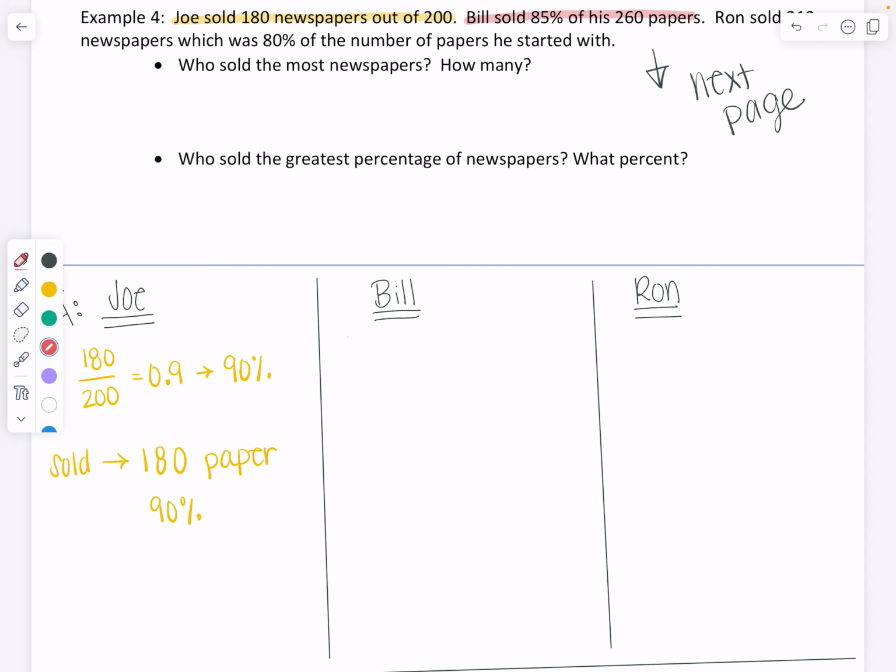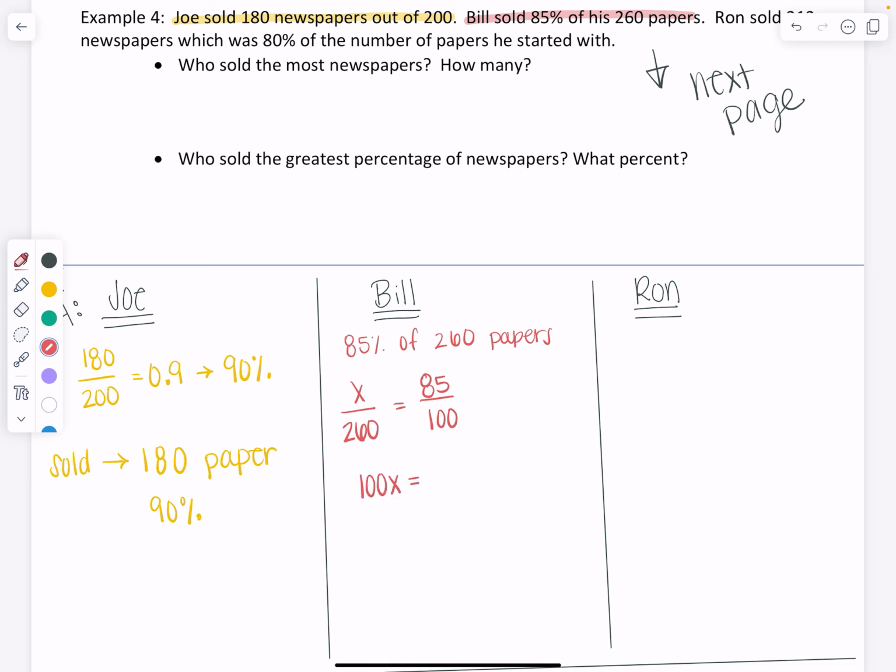Bill sold 85% of 260 papers. The part is I don't know. I don't know how many papers he sold. X over the whole, which is 260, equals percent, 85 over 100. I'm going to cross multiply.